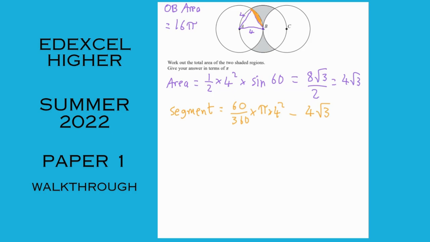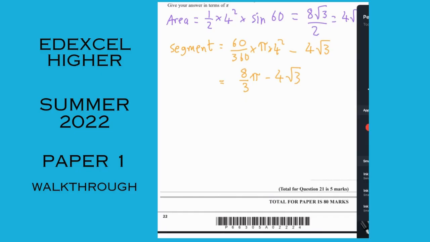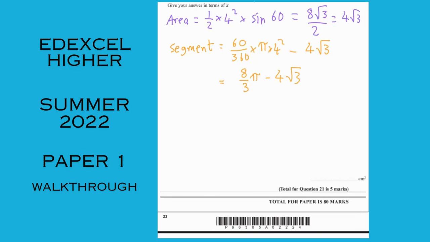So let's tidy this up a bit. 60 over 360 is 1/6. 4 squared is 16. 16 over 6 cancels down to 8 over 3 pi. We haven't got a calculator, so we have to leave it like that. So we can now make this massive step. Let's not forget the original area of the whole circle while I scroll down to give myself some space. Let's get a different colour. Let's go for red to show we mean business.